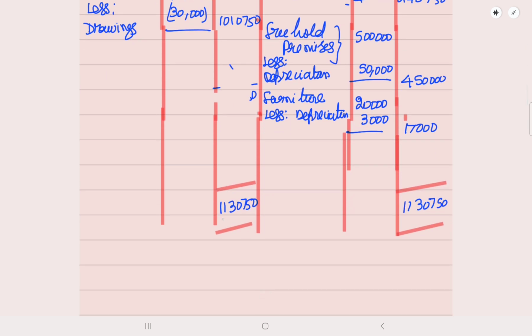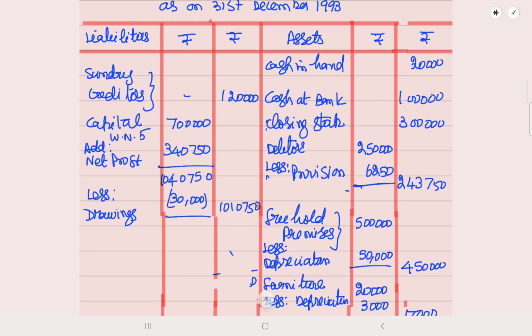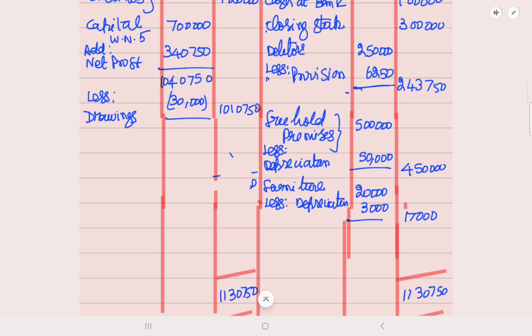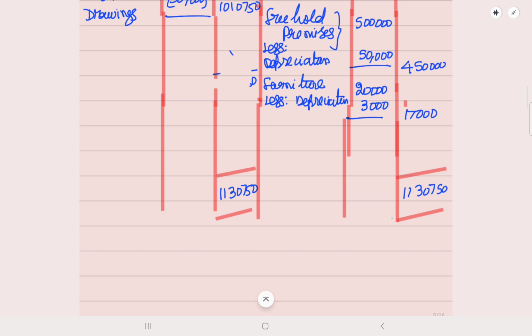Total 11,30,750. Here asset side: cash in hand 20,000, cash at bank 1 lakh, closing stock 3 lakhs, debtors 2 lakh 50, provision 6,250, balance amount 2 lakh 43,750. Freehold premises less depreciation we get 4 lakh 50,000, furniture less depreciation 17,000. So overall total 11 lakhs 30,750.